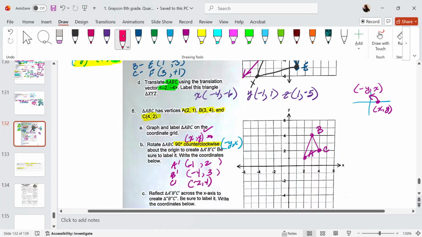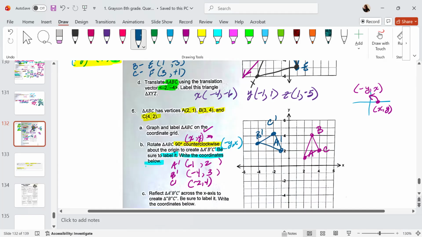Okay, so now let's go ahead and plot that. You have to plot it too. Do you see right here where it says, be sure to label it, and write the coordinate below. So there are 2 parts. On the test, make sure you're doing both parts, okay? So negative 1, 2, did you label that as A prime? Negative 4, 3, that's B prime. Negative 2, 4, C prime.